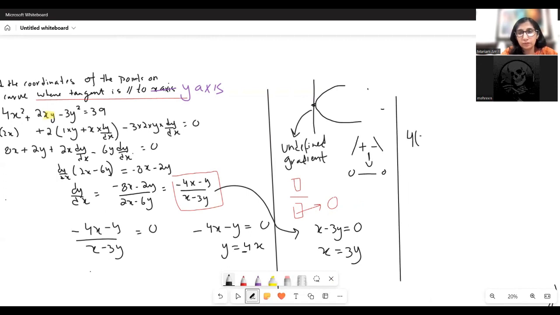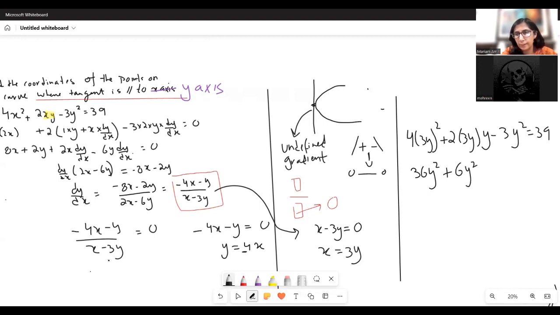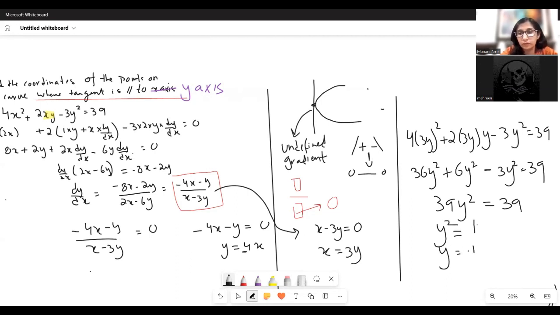So 4 times 3y squared plus 2 times 3y, that's 3y times y, minus 3y squared equals 39. So we have 9 times 4, 36y squared plus 6y squared minus 3y squared equals 39. This will hopefully give us an answer. 4 times 9, 36, plus 2 times 3 minus 3 is 39. So getting 39y squared equals 39. So y squared equals 1. So y equals plus minus 1.